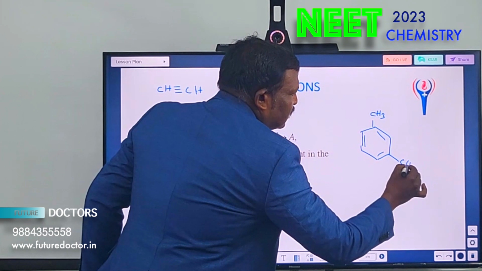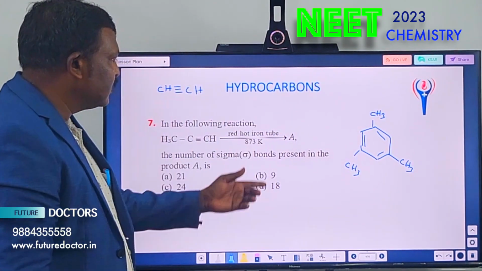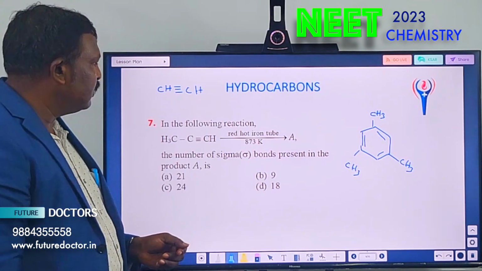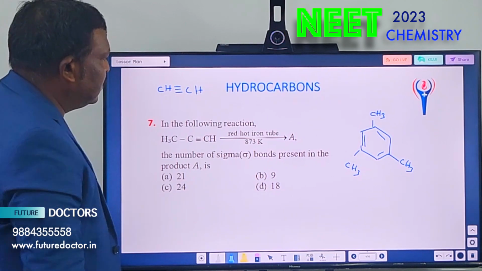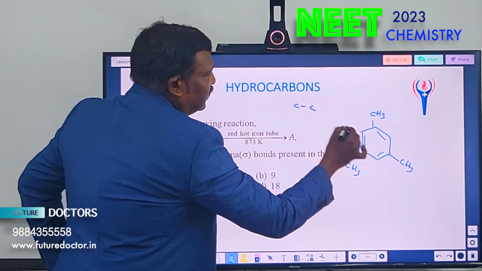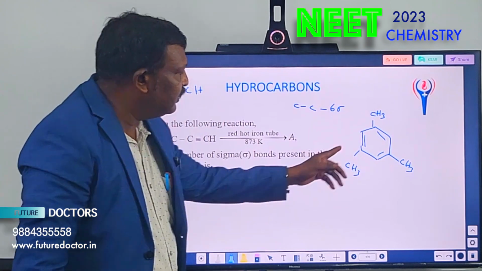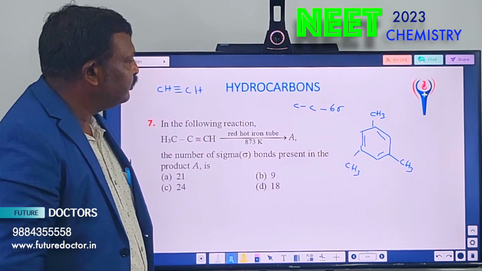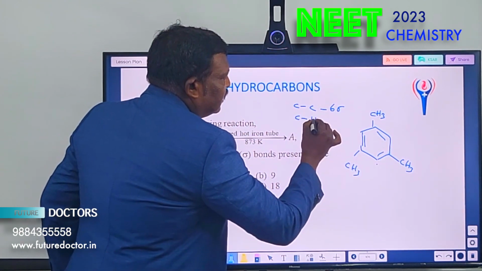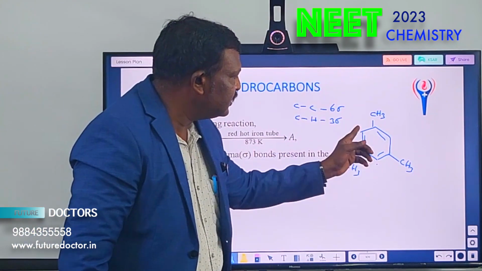At alternate positions you put a CH3 group. But the question is not that. The question is the number of sigma bonds present in product A. How many sigma bonds are present in mesitylene? Simply remember, between C and C inside the ring we have 6 sigma bonds. Then between C and H in the benzene ring we have 3 sigma bonds.